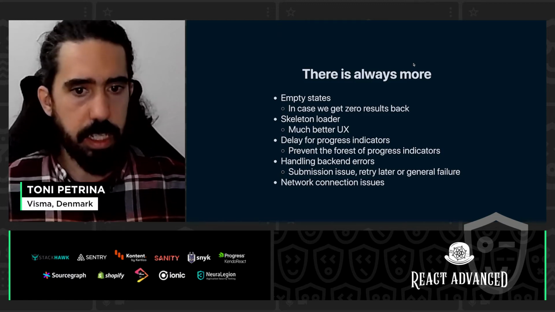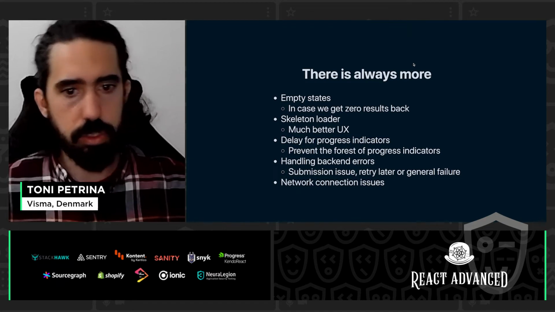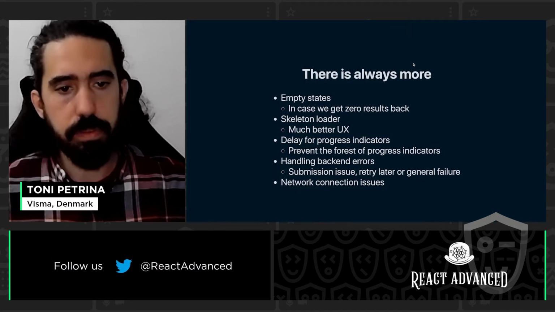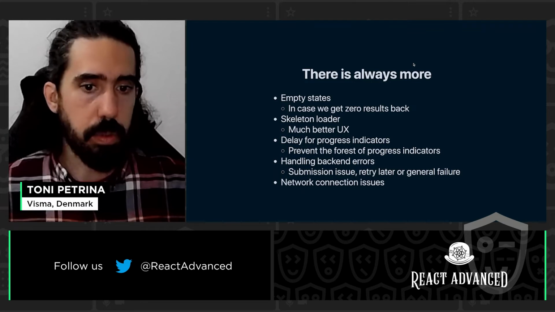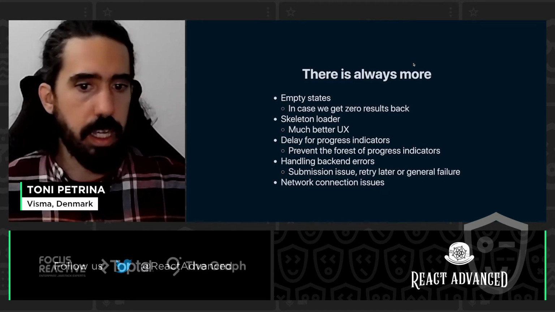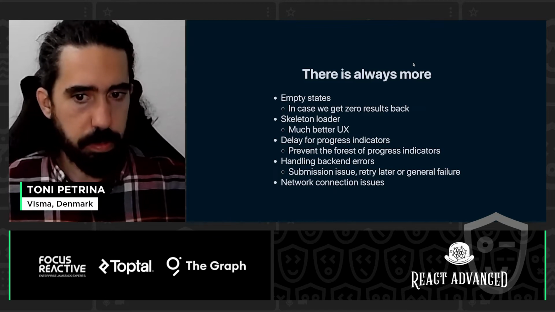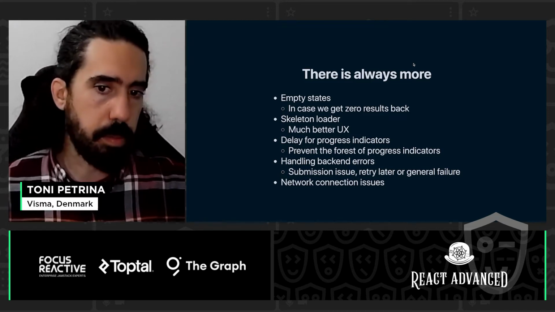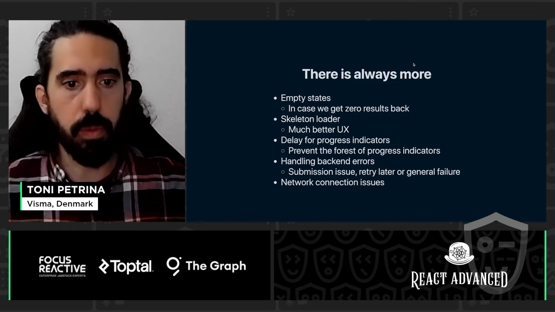Progress indicators, again, just a naive Boolean show, don't show might not be enough. So we want to introduce some kind of delay to prevent the flickering effect. And also we want to prevent this kind of forest of progress indicators and only keep the indicators for something that's really, really slow.